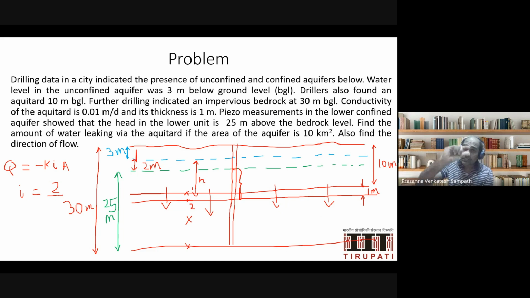The distance over which this gradient is acting: now that I've picked points 1 and 2 at this point and at this point, you know the distance between these two. Z2 minus Z1 is 1 meter. So K is known. The head gradient is 2 meters divided by 1 meter, the distance over which that gradient is acting. And the area of cross section is also given. So you put in all the numbers and you will get the flux Q going through the aquitard. And as I said, we've already figured out what the direction of flow is.